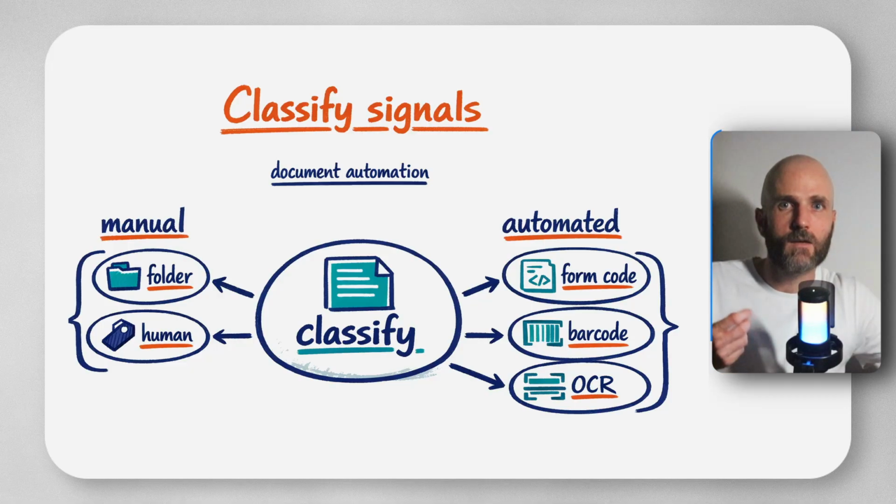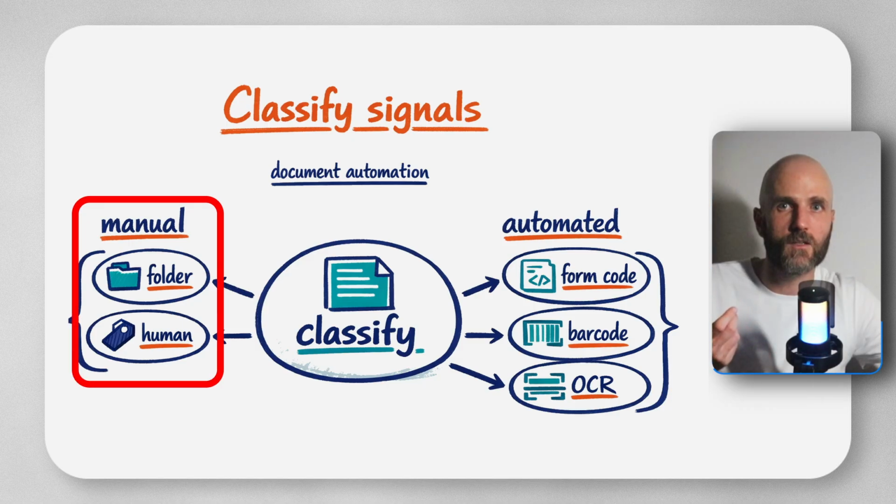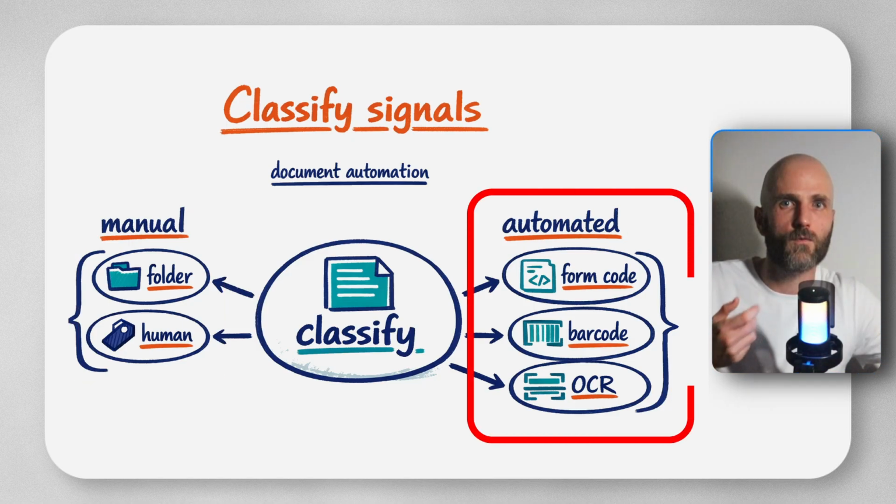Now, once I have the documents, stage two is classify. I've got to know what this thing is before I try to extract anything useful. Is it a receipt, an invoice, a 1099 tax form, an ID card? Sometimes classification is manual. Someone drops a file into the right folder. Sometimes it's automated, like reading a form code, a barcode, or some text cue using OCR.